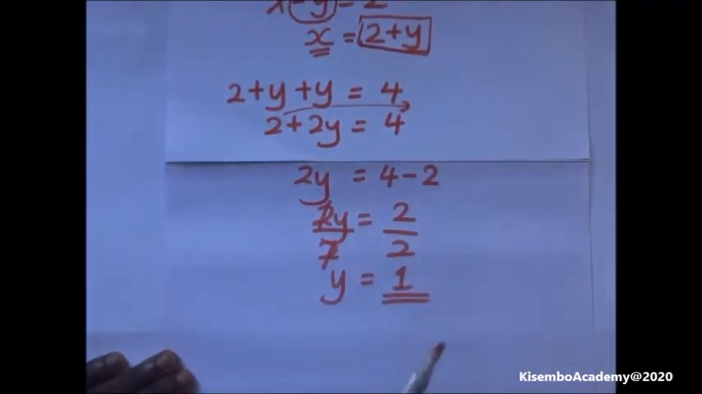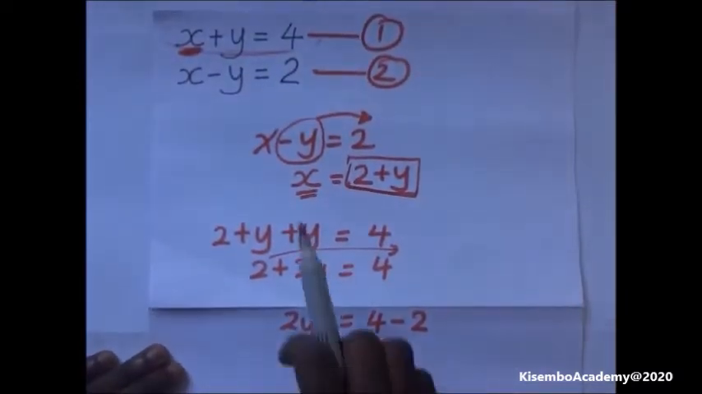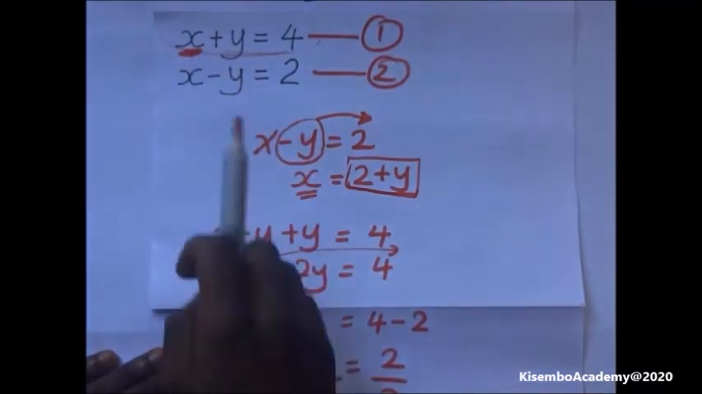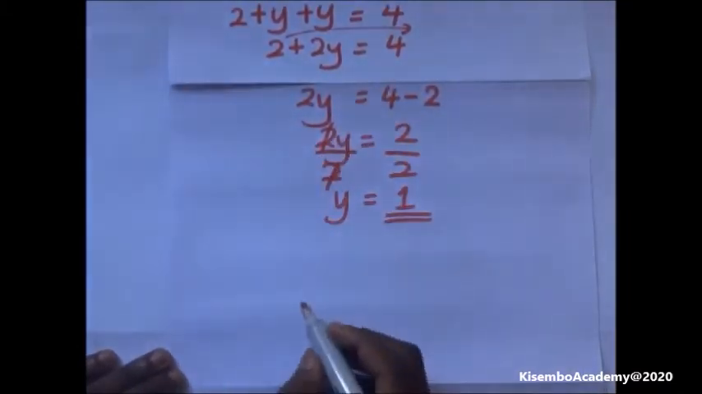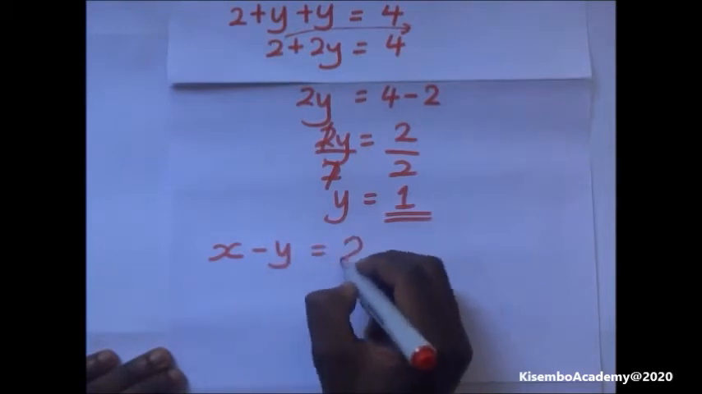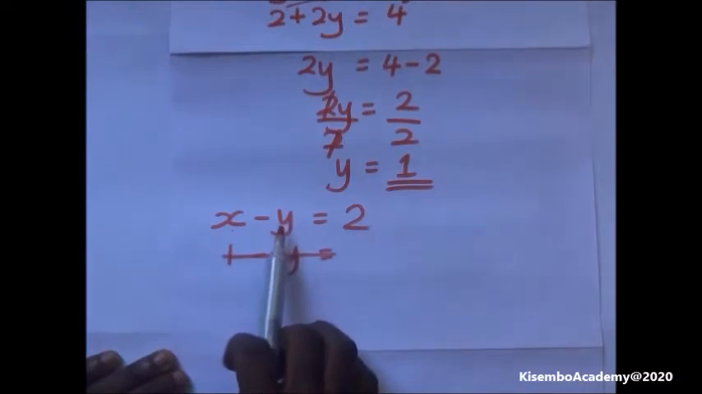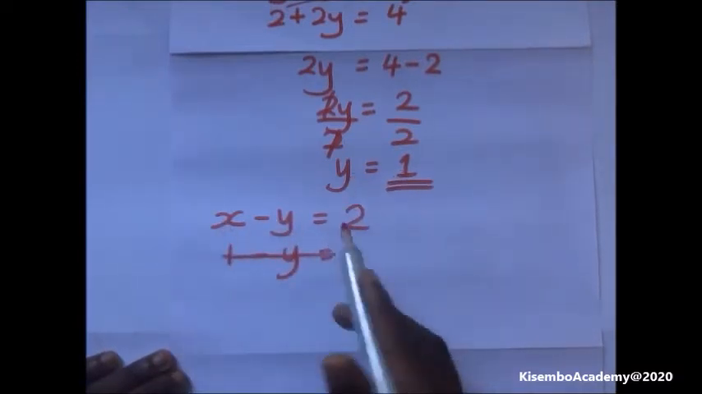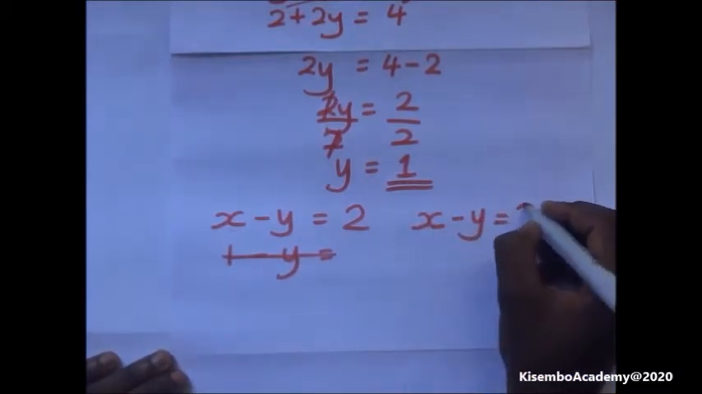So now after getting our value of y as 1, we go back and substitute this value of 1 into any of these equations. We just choose any, so that we are able to get the value of x. So let's substitute the value of y in the second equation. So if the value of y is 1, from the second equation, which is x minus y is equal to 2, we substitute for the value of y, which is 1, in this equation. So we put our value of 1 here, and we get the value of x.